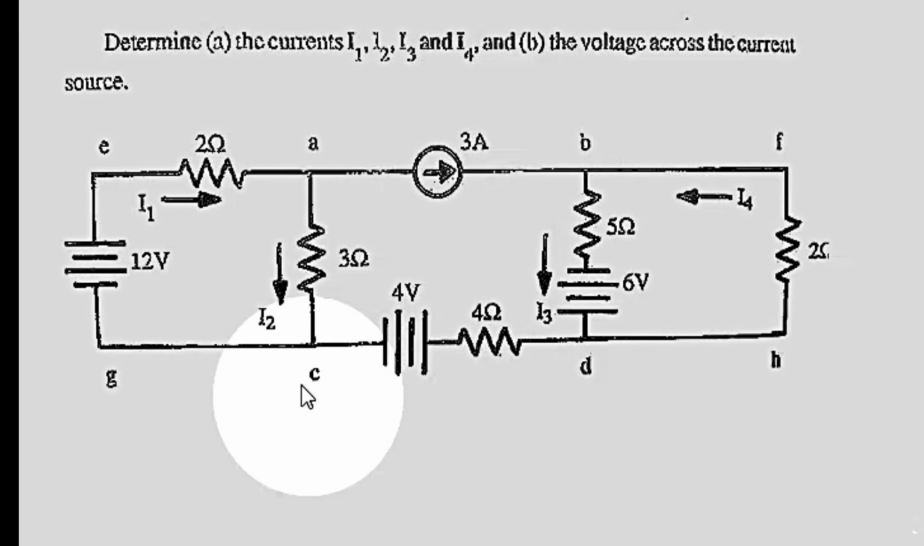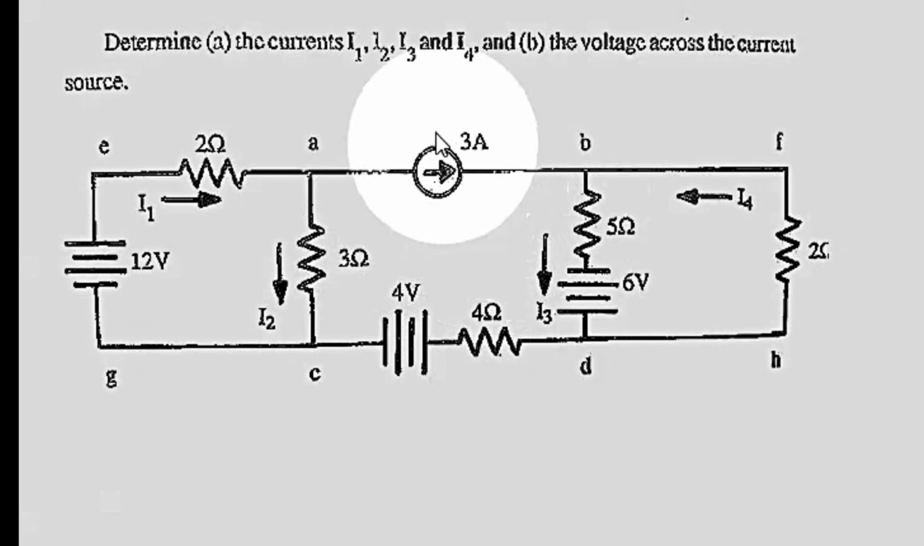Today, let us solve this circuit problem. According to the problem, we are to determine the currents I sub 1 to I sub 4 as displayed here in the circuit drawing. I sub 1 has a direction, as well as I sub 2, I sub 3, and I sub 4. And for B, we are also tasked to determine the voltage across this current source, and the current source as displayed here in the circuit diagram is 3 ampere.